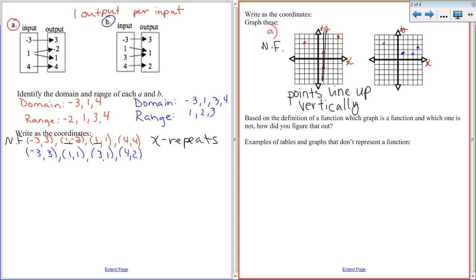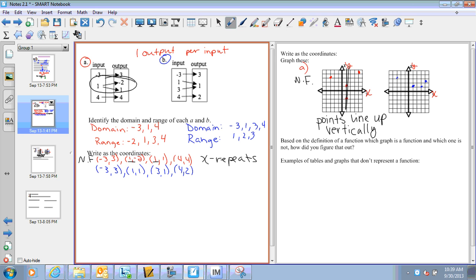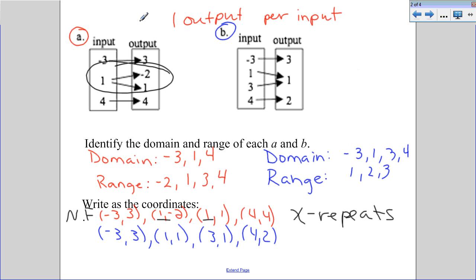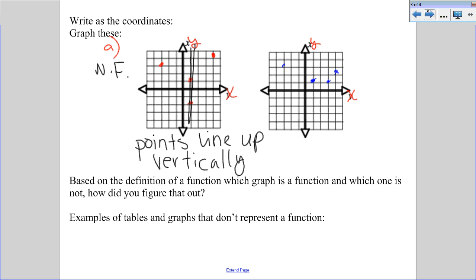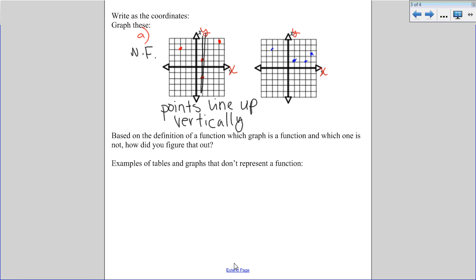That's how I can tell, not just from the table, because it's really obvious from the table. You've got 2 outputs. But now I know how to tell from a set of coordinates, and from a graph, which one is a function and which one is not. Okay? So guys, they give us a chance here to draw in some examples of graphs that are not functions. I don't have a whole lot of room here.